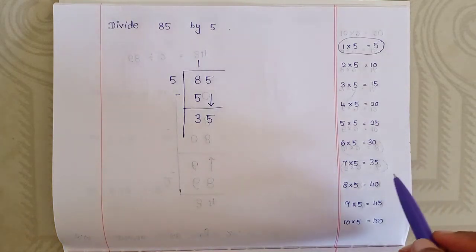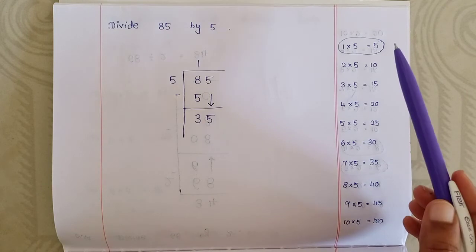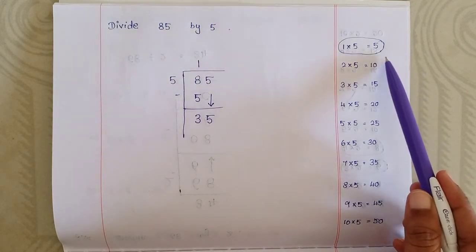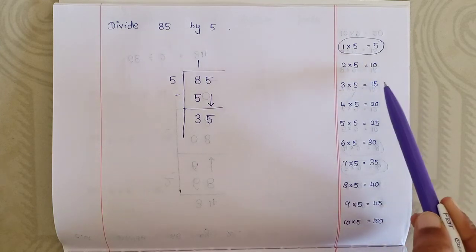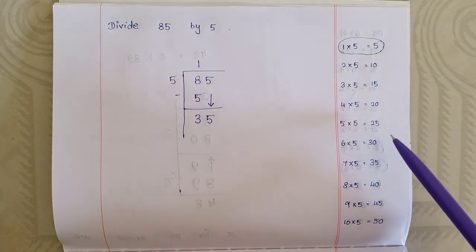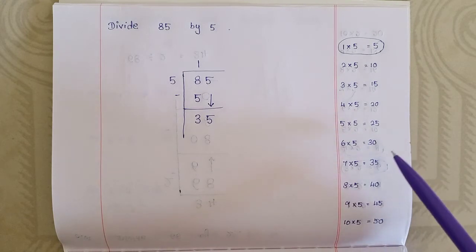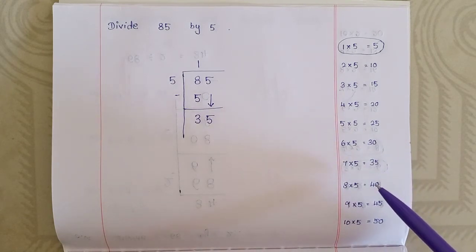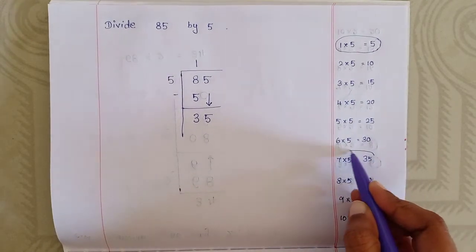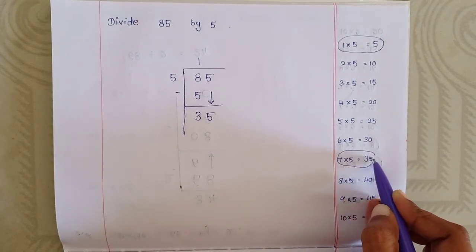Okay. You search here any 35. Recall the table of 5 till you get 35. 1 5 is 5. 2 5s are 10. 3 5s are 15. 4 5s are 20. 5 5s are 25. 6 5s are 30. 7 5s are 35. 8 5s are 40. 9 5s are 45. And 10 5s are 50. Is there any 35 value? Yes. 7 5s are 35.